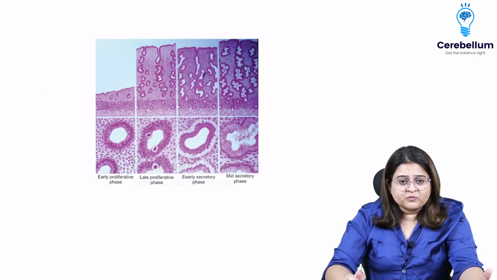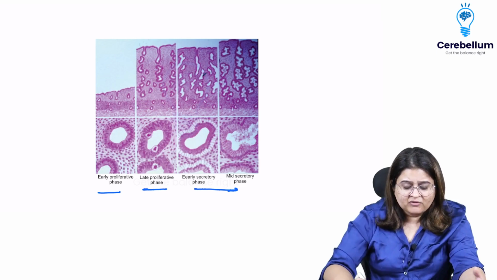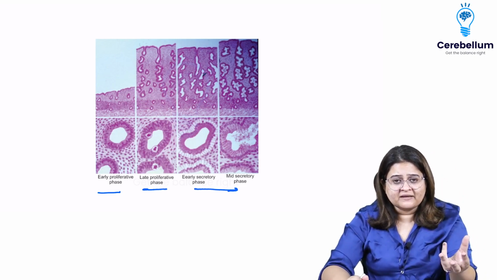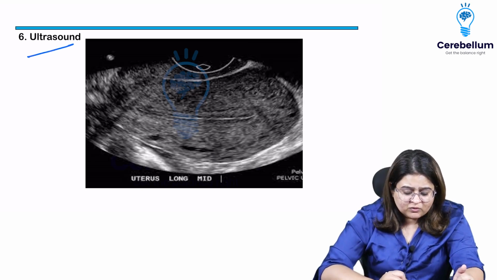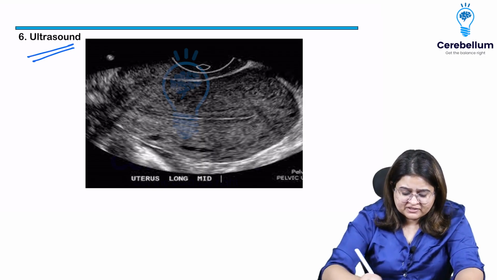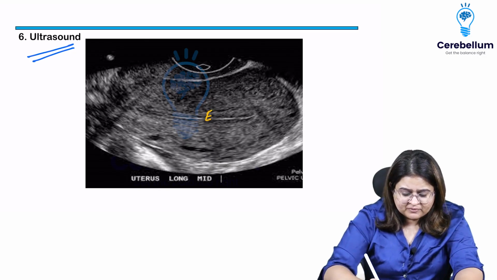So this is how the endometrium appears in the early proliferative phase, the late proliferative phase. As she goes into the secretory phase, the glands become more and more tortuous and more dilated, and the endometrium becomes thicker and thicker. Ultrasound also tells us which phase of the cycle she could be in. If you see this triple line or trilaminar endometrium, look carefully, you see these 3 lines. This is the endometrium, this is the myometrium.